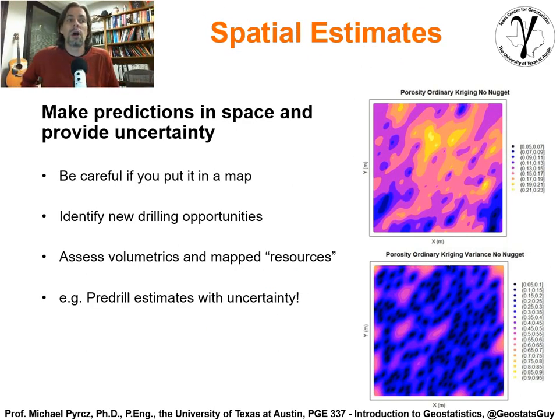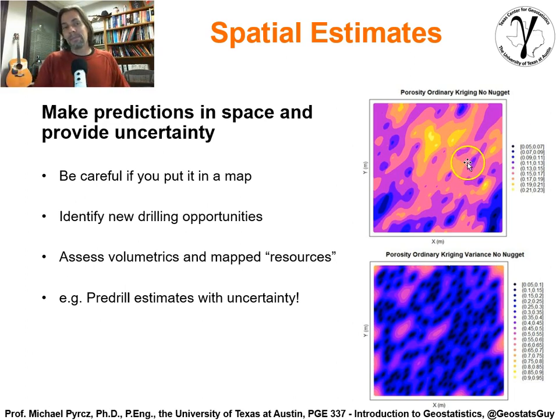We can take spatial continuity and we can make predictions in space. We can do spatial estimates, and we will be careful with them, because we remember that they're too smooth, they don't reproduce the right variability nor the covariance between the estimates, but they can still be used.